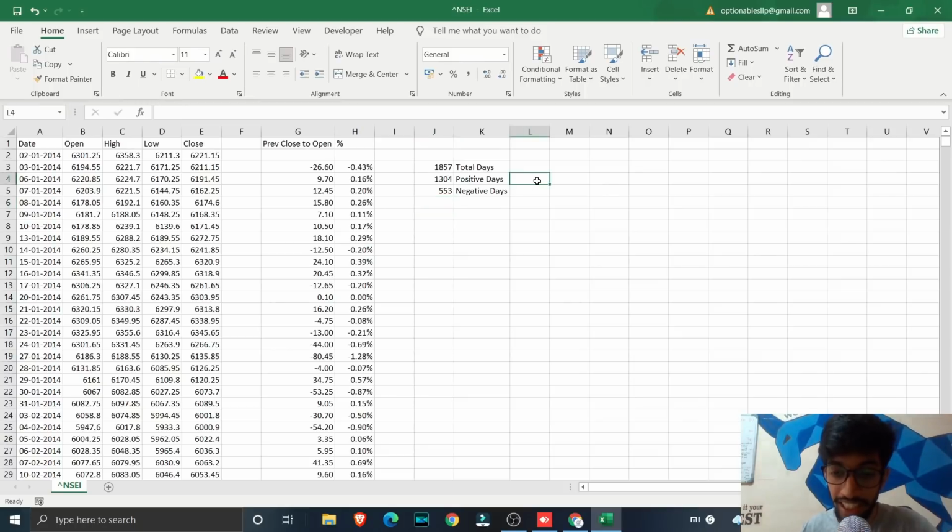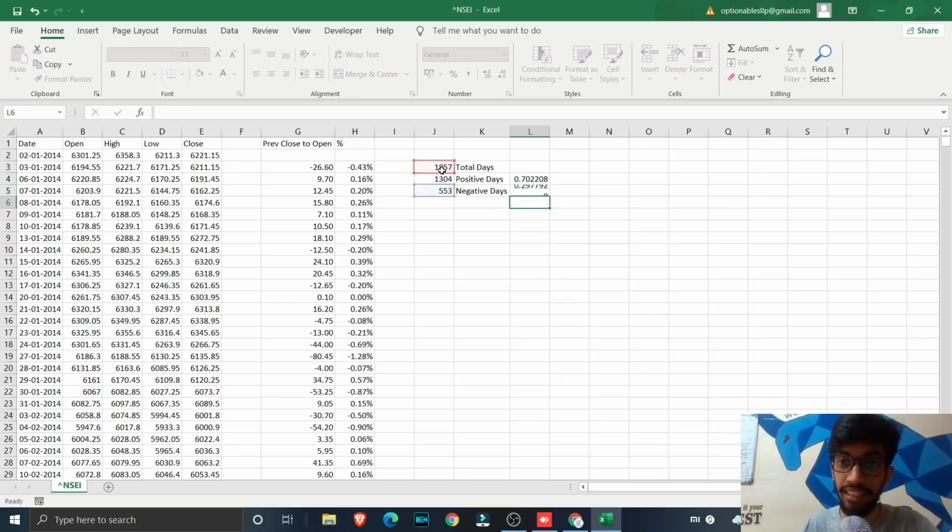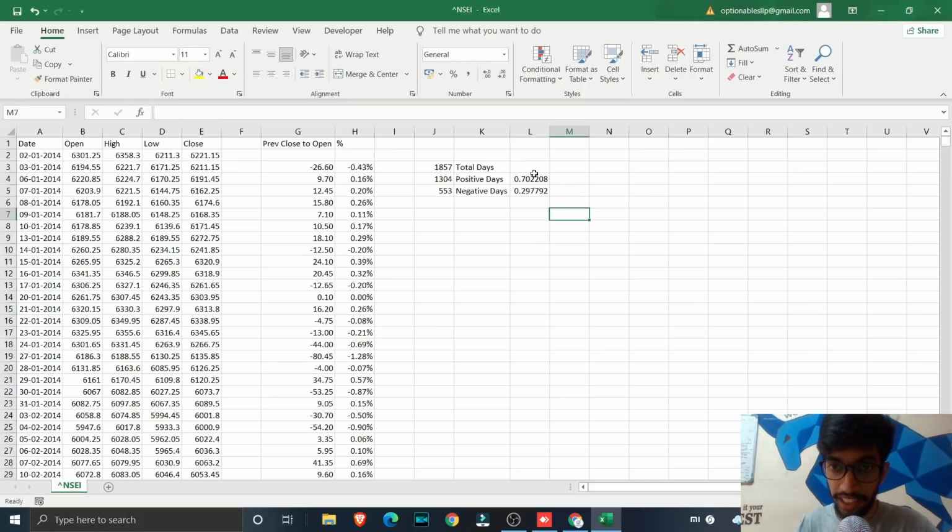So now we are going to see how many number of days are actually positive in terms of percentage. That is 1304 divided by 1857 and 553 divided by 1857. So these are total positive days and these are total negative days in terms of percentage. So you can see that with a simple analysis, you have found out that 70% of the times the market is expected to open positive from previous day close, whereas only 30% of the times the market is actually expected to open negative from previous day's close.